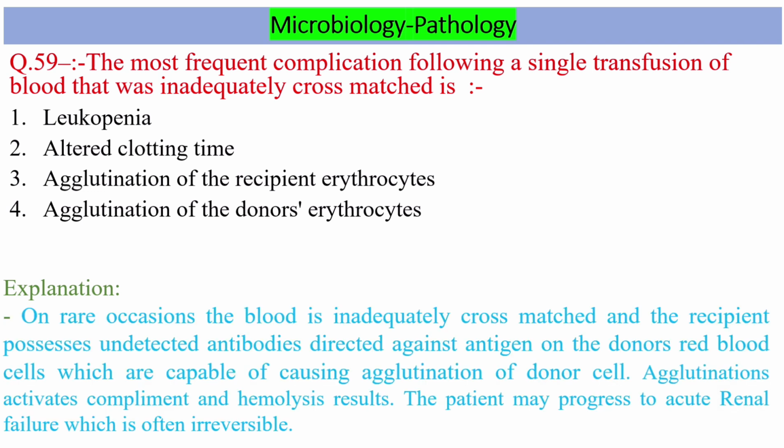On rare occasions, the blood is inadequately cross-matched and the recipient possesses undetected antibodies directed against antigens on the donor's red blood cells, which are capable of causing agglutination of donor cells. Agglutination activates complement and hemolysis results. The patient may progress to acute renal failure, which is often irreversible.